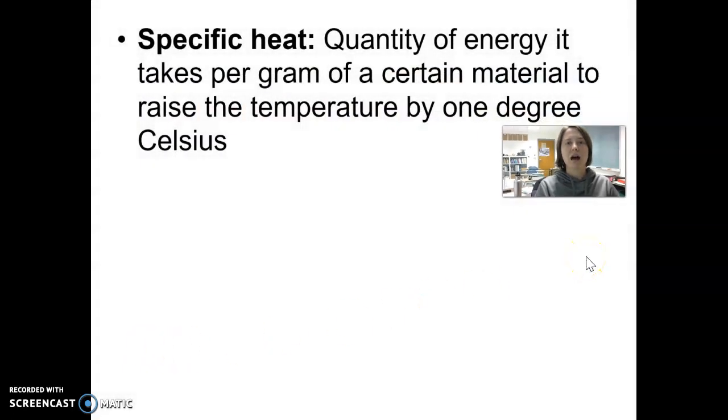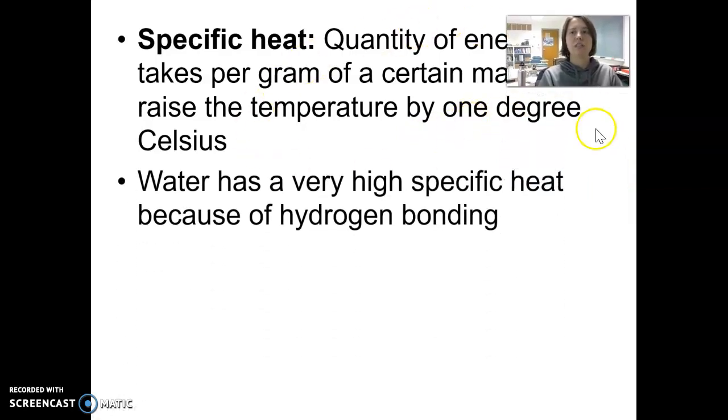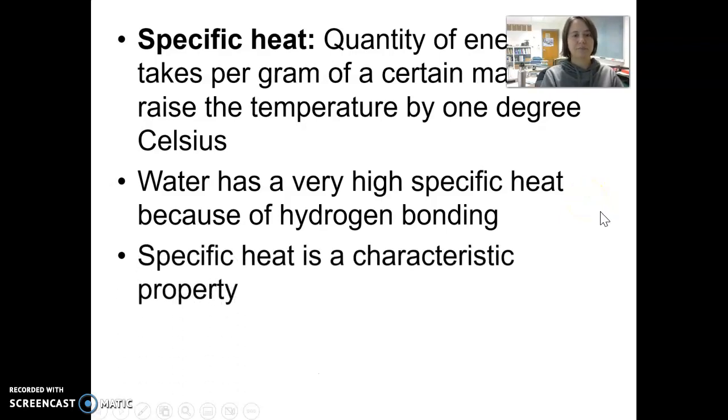So previously on Part 2, we talked about specific heat being the quantity of energy it takes per gram of a certain substance to raise the temperature by 1 degree Celsius. And we talked about how water has a high specific heat because of hydrogen bonding, and how specific heat, like density and boiling point and melting point, is a characteristic property. It does not depend on how much of that material you have.